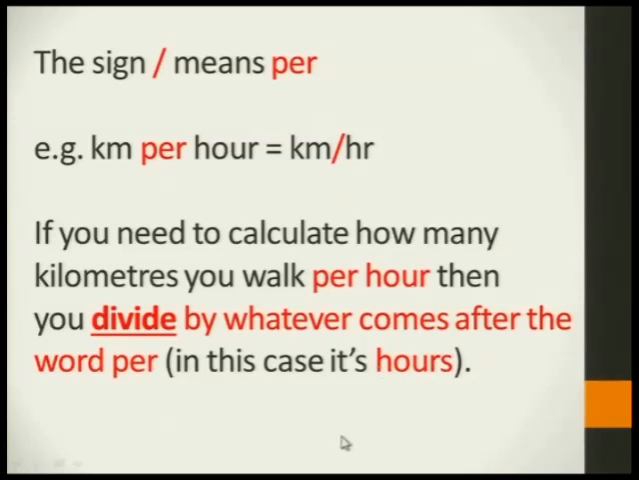You'd write it like that. This next sentence is very important, and the whole lesson is going to focus on this, so I want you to pay attention. If you need to calculate how many kilometers you walk per hour, then you divide by whatever comes after the word per. And in this case, it was how many kilometers you walk per hour. So you're going to divide by hours.